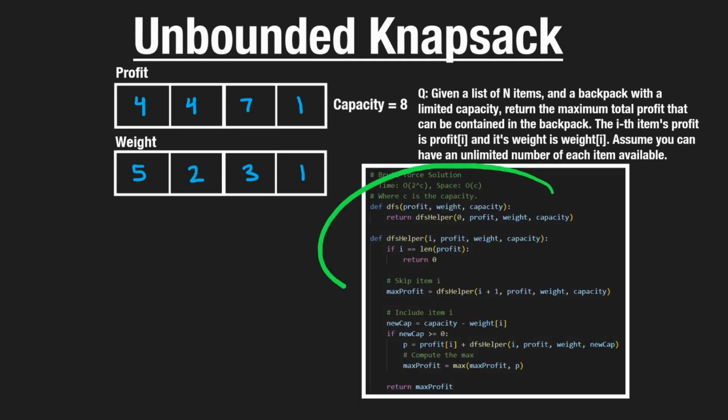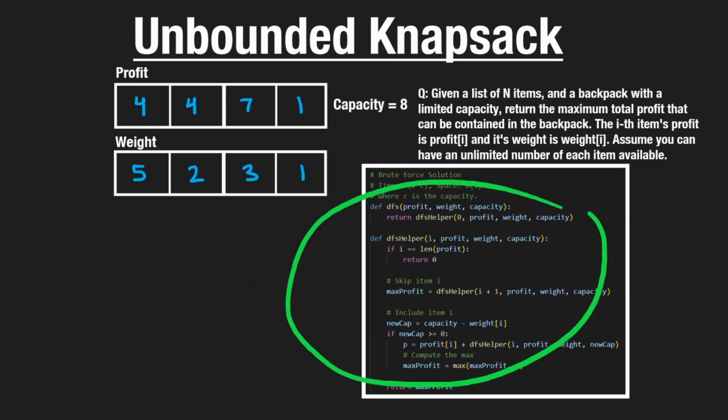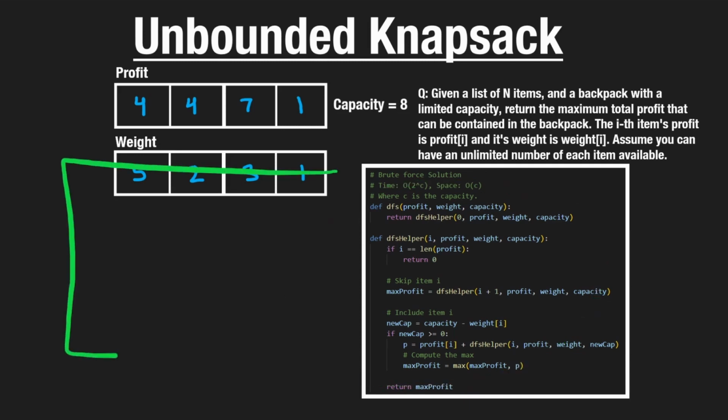So here's the code. Now the time complexity is one of the things that changed. Instead of 2 to the power of n, it's 2 to the power of c, where c is the capacity. Other than that, it's almost exactly the same. Even if I had the other code over here, I bet you would be hard pressed to find the difference in this code because we are passed in the exact same variables.